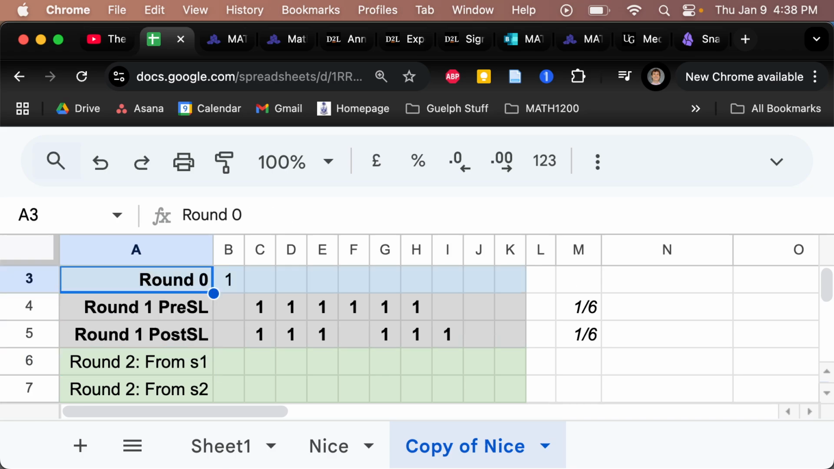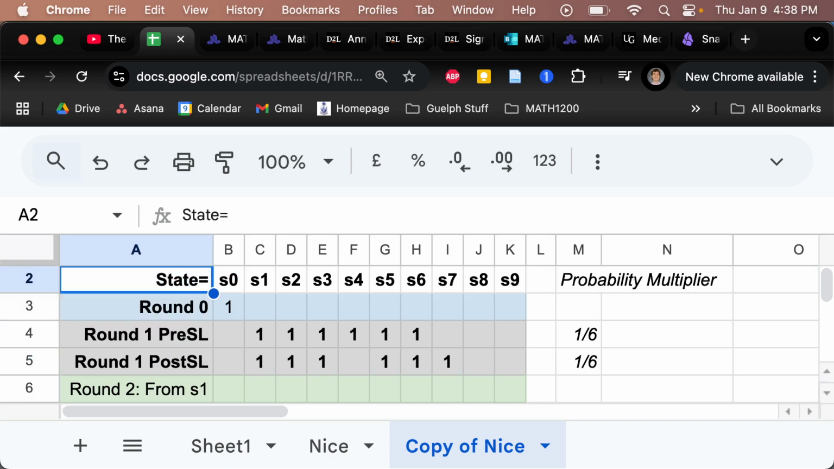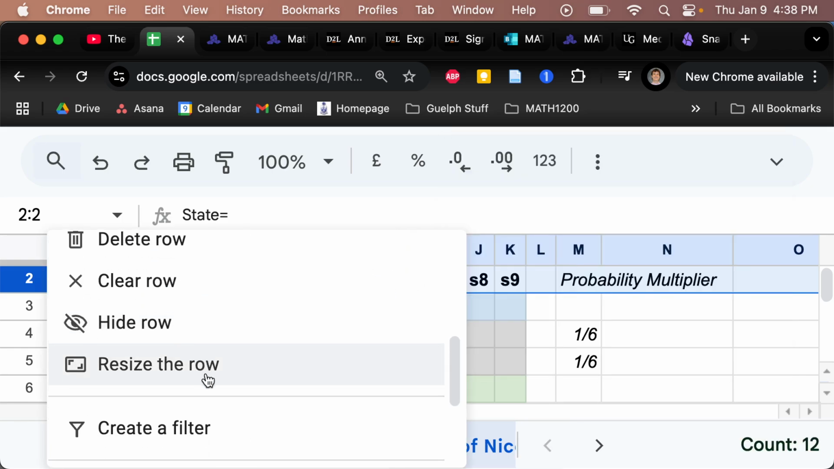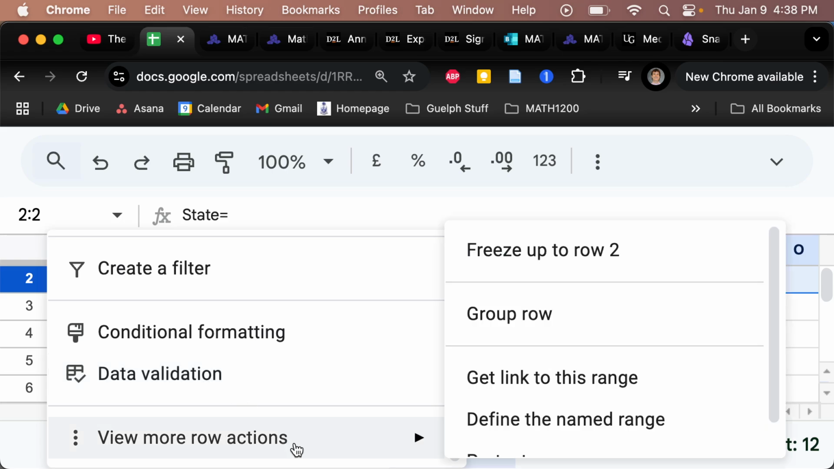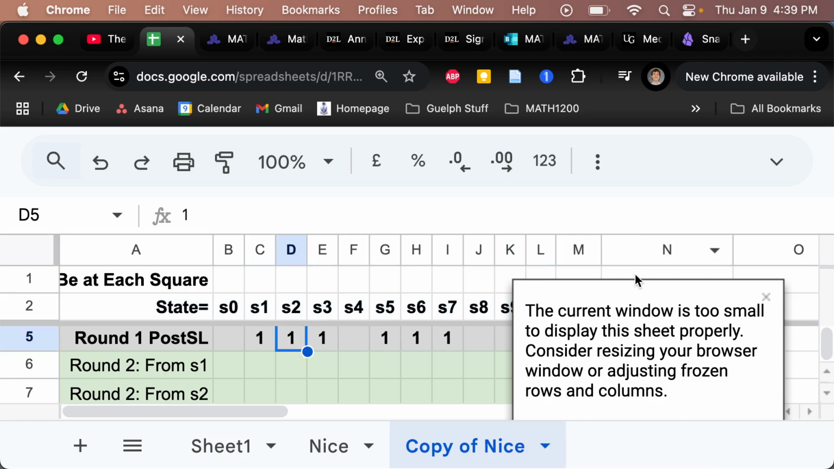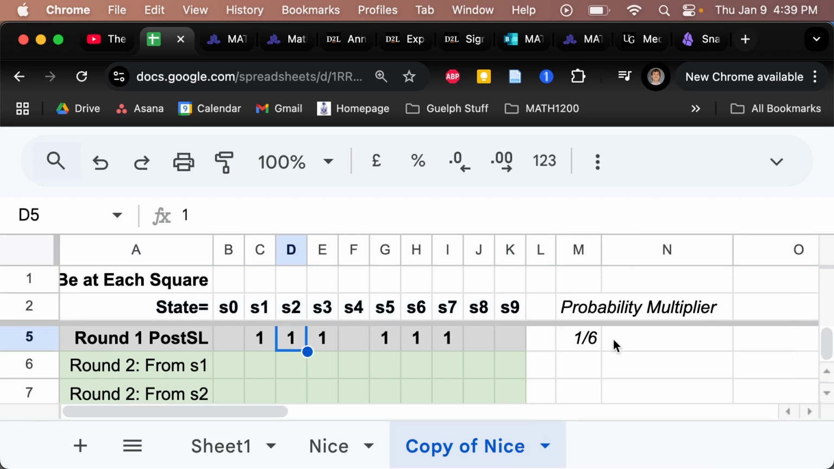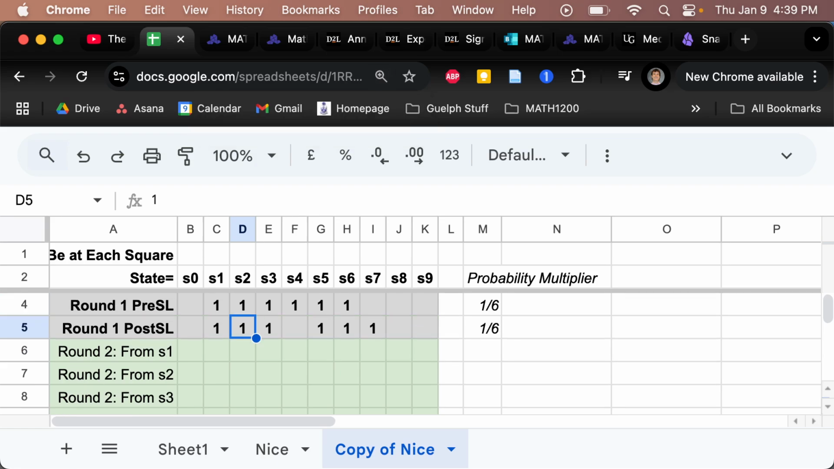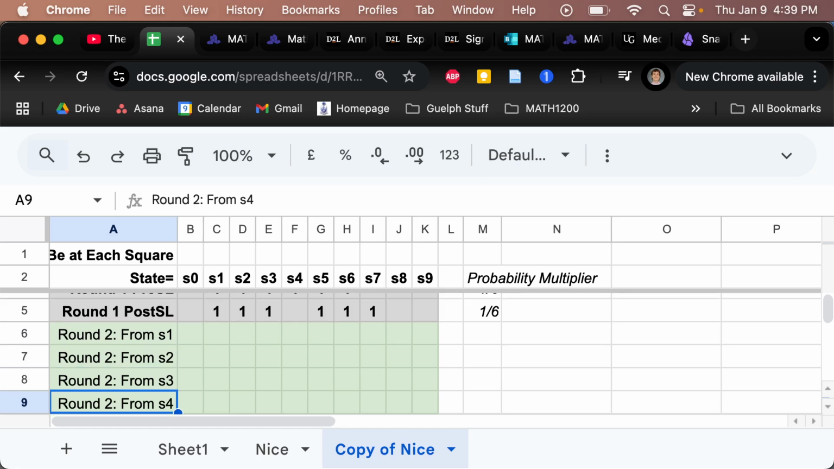So for example, S1, oh, I lost the labels. Let me see if I can get the labels back with some magic. There's a command called freeze. I've got to freeze the row. More row actions. Freeze. All right, great. So here we go. Okay, there we go. So here is after round 1.